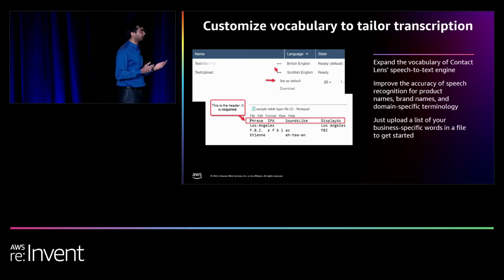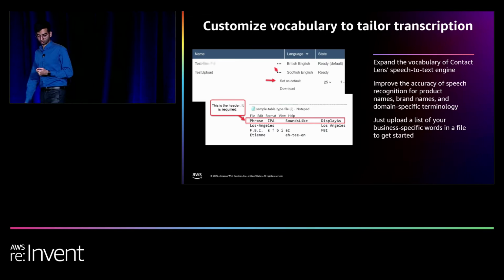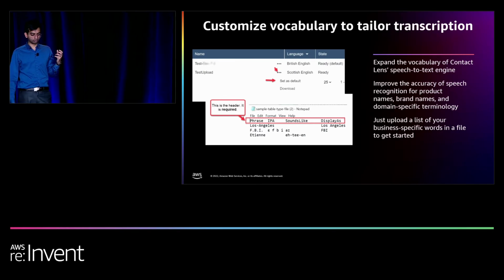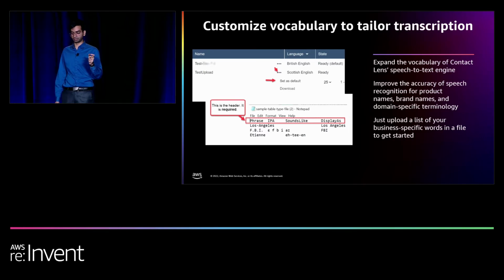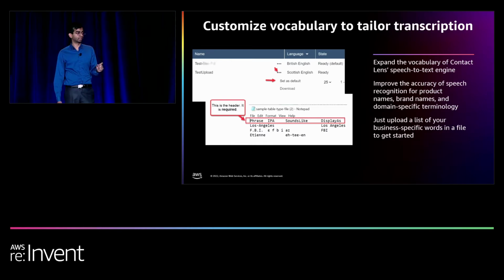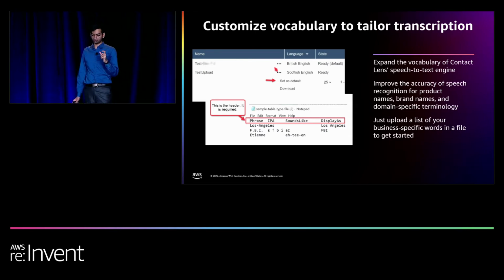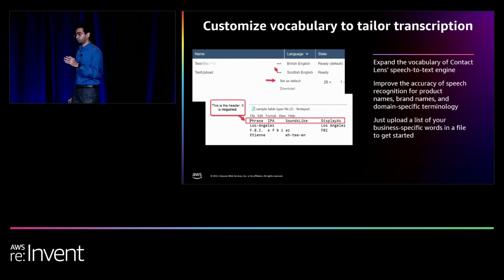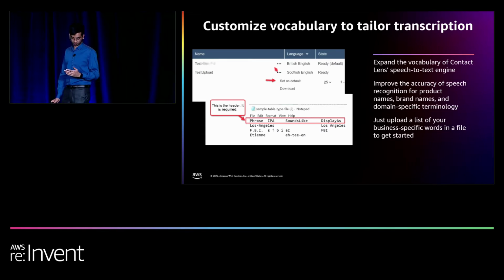Now, you may ask, is there a way that I can customize some of this machine learning, right? Specifically, the transcription. You can improve the accuracy of product names, brand names, and domain-specific terminology within your transcripts by expanding and tailoring the vocabulary of Contact Lens's speech-to-text engine. All you have to do is upload a text file containing the words that are most important to you, things like your brand names, your product names, anything very specific to your business, and then you can get started using this custom vocabulary in minutes.